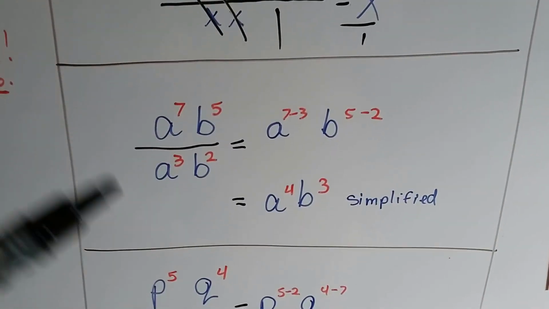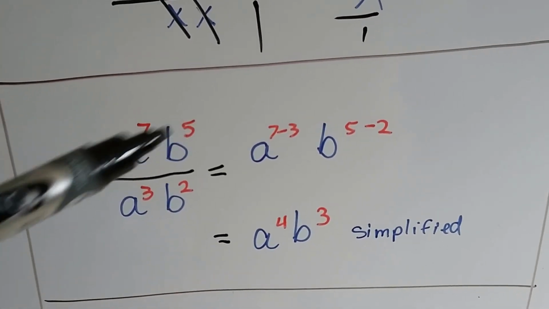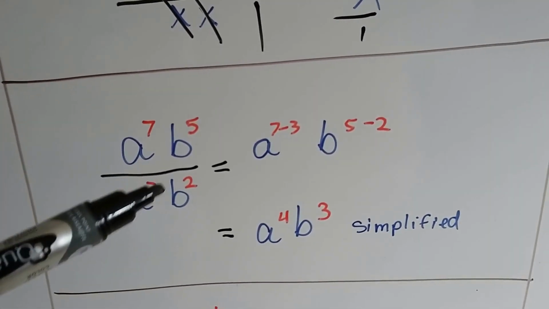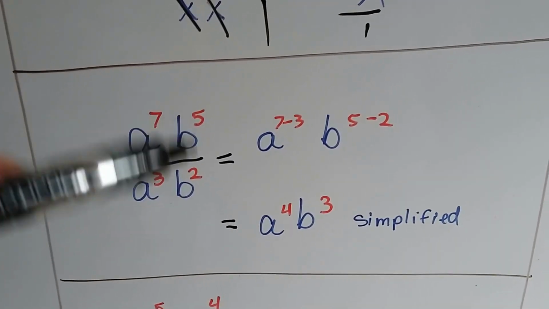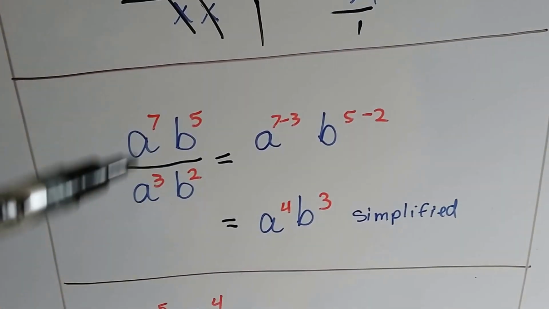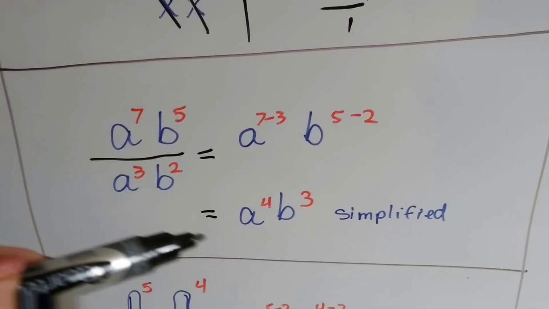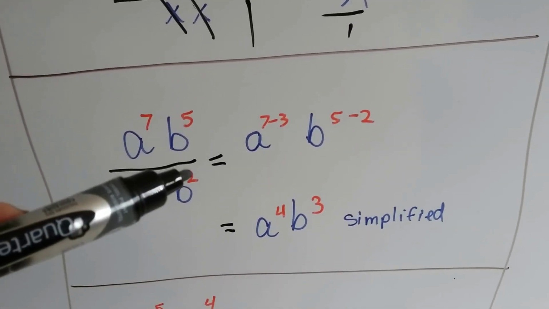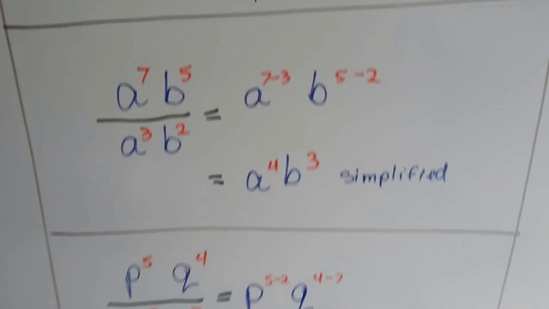Look at this one. Now we've got two variables. a to the 7th power times b to the 5th power over a to the 3rd power times b to the 2nd power. Just like this is the tens place and that's the ones place, we keep them separate. 7 take away 3 would be a to the 4th power, and 5 take away 2 would be b to the 3rd power when it's simplified, see?